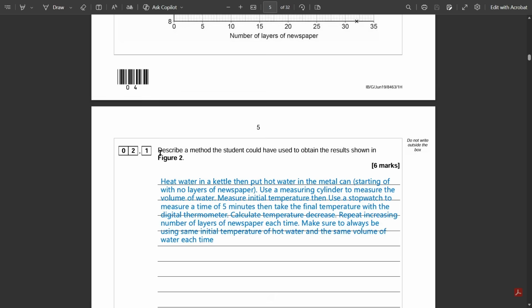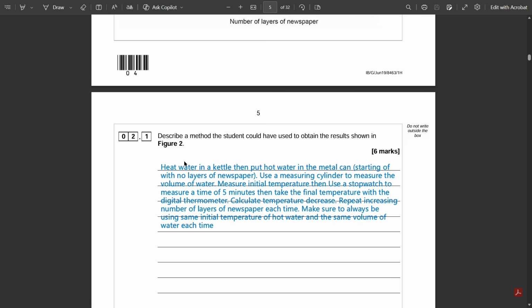So for the method the student used to obtain results, they heat water in a kettle, then put hot water in the metal can, starting off with no layers of newspaper. And then you use a measuring cylinder to measure the volume of water. I suppose you'd actually do that first. And then you measure the initial temperature, then use a stopwatch to measure a time of 5 minutes, then take the final temperature with the digital thermometer, and then you calculate the temperature decrease.